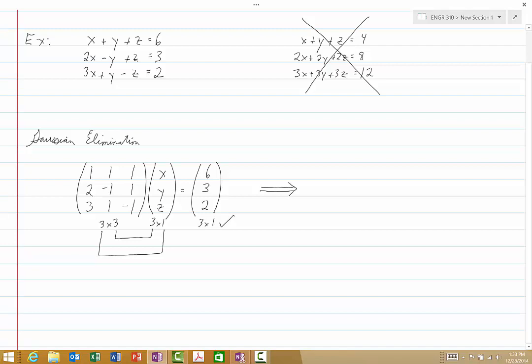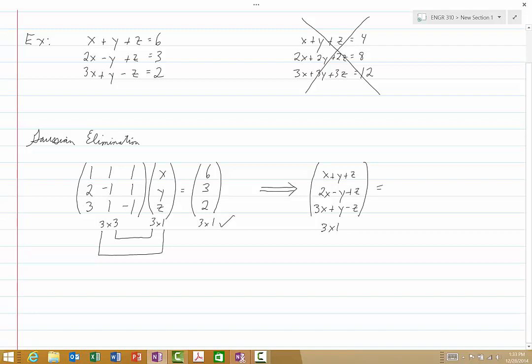Okay, we multiply across the first row and down this column, and our first entry would be x plus y plus z. Then multiply across the second row and down this column, and we would get 2x minus y plus z. And then multiply across this final row and down this column, and we would get 3x plus y minus z. So that would be the 3 by 1 matrix that we would get on the left hand side.